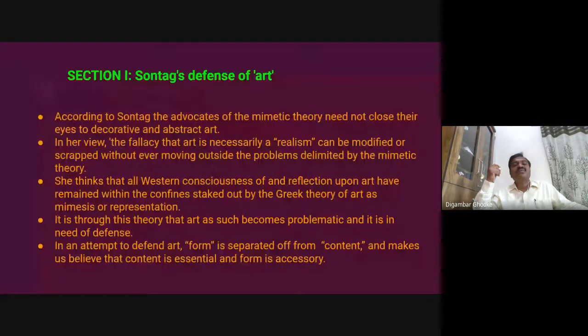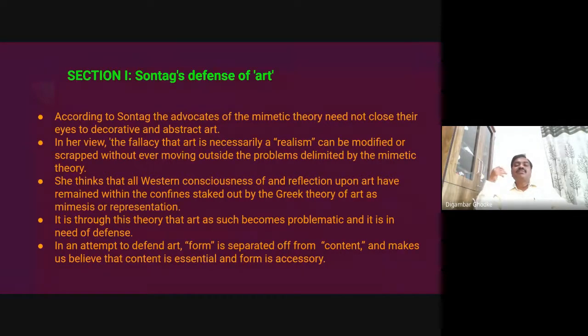So, in our view, the fallacy that art is necessarily realism, as I mentioned earlier, she advocates art for art's sake, not art for life's sake. She does not believe in this particular realism and philosophical aspect, moral duty of an artist. It is rather a fallacy, a false assumption that art is realism. She says that this particular fallacy can be modified, or even scrapped, it can be thrown away without ever moving outside the problems delimited by the mimetic theory.